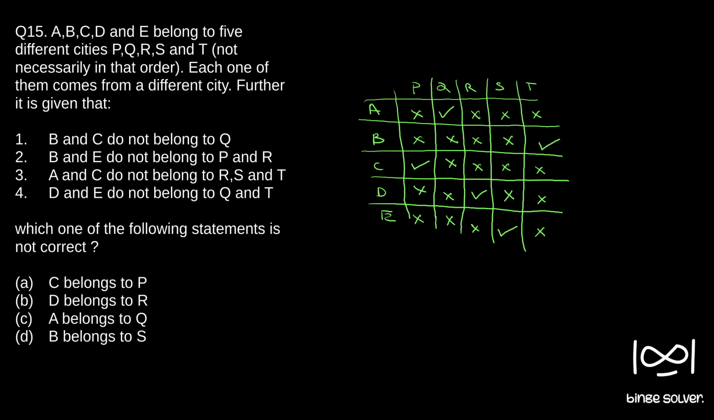Now we can answer. The question asks to find the incorrect statement. C belongs to P, that is a correct statement, so this is not the answer. D belongs to R, that is also a correct statement, so this is not the answer. A belongs to Q, that is also a correct statement, so this is not the answer. B belongs to S. B belongs to T, so it's not correct. Since it is asking for the incorrect statement, this is the right answer. D is the right answer.